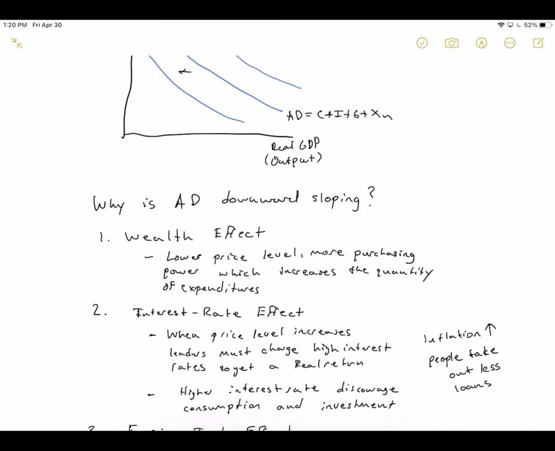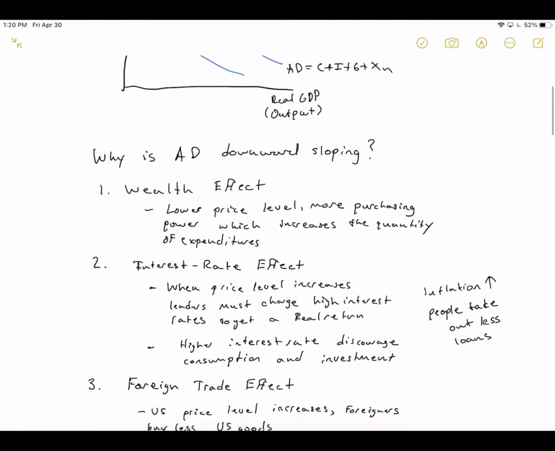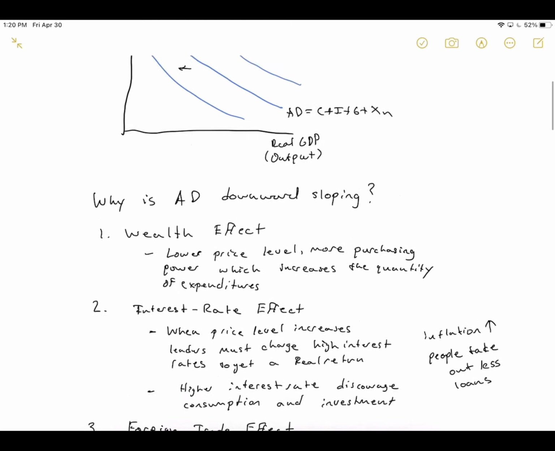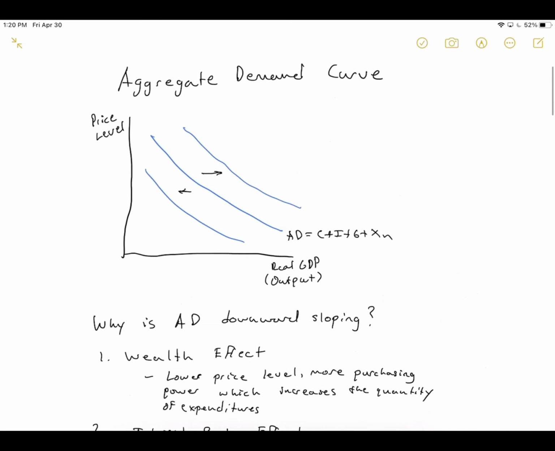The second one, which is a little bit difficult, is the interest rate effect. This has to do with when the price level increases, lenders must charge higher interest rates to get a real return. Another way you can think about it is, and Alex is going to go over this curve a little bit later, the money supply and money demand curve. As inflation increases, the money demand curve is going to shift to the right, because you're going to need more money to purchase goods and services as inflation increases.